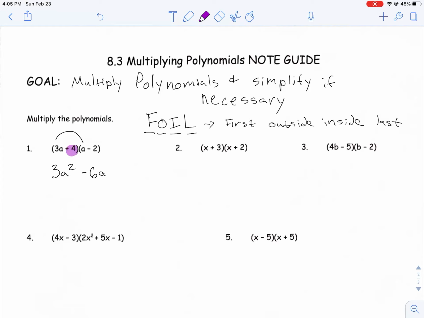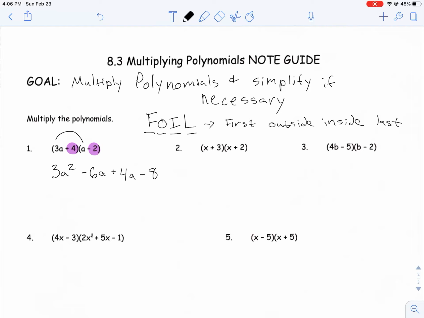Inside terms. The inside terms are this one and this one. For the inside terms, we have a positive 4 times an a, and that's just what we're going to have to keep as our answer. And let's do the last terms now. The last terms would be those two. They're both at the end of their little parentheses, so those would be the last ones. 4 times negative 2 is negative 8. And that's it. We're basically done.